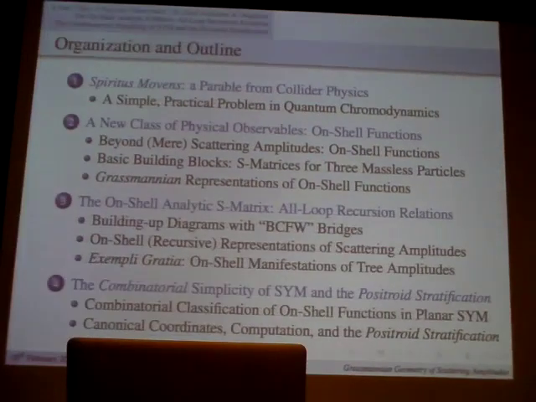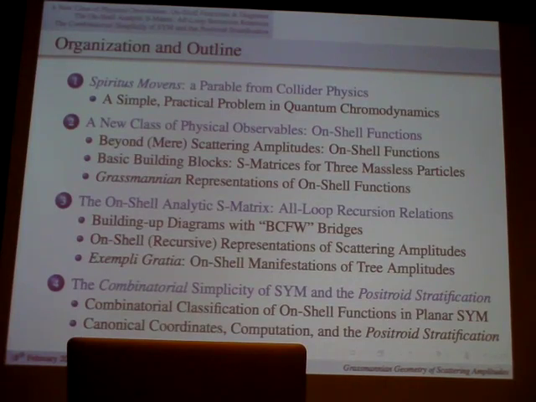Okay. So I'm going to start with a parable, which is a beautiful, timely story. It's from 30 years ago, this next month. And it's also a great microcosm of the kind of problems, a microcosm of research in scattering amplitudes for the last 30 years. And it's also a way for me to sneak in some of the kinematical conventions and notation that I need for the rest.